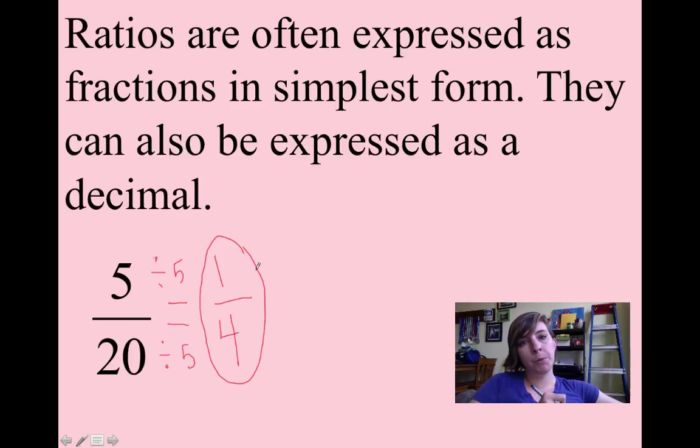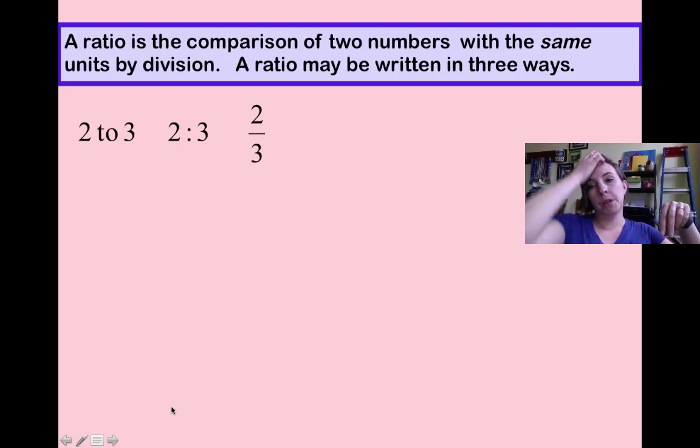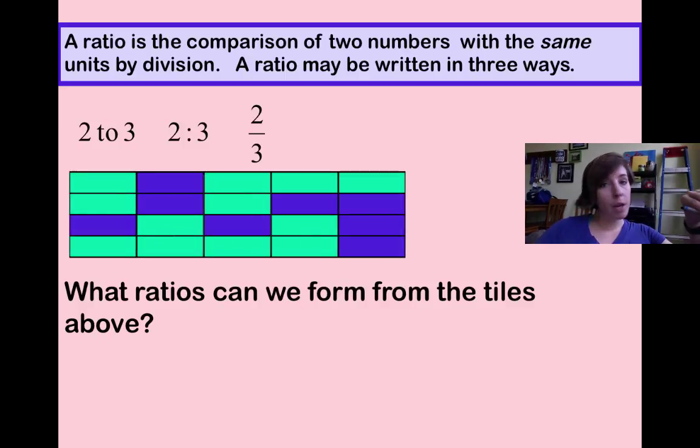When you are doing ratios and proportions on the MAP test, you should be able to use a calculator for every single question. A really simple way to go from a fraction to a decimal is to type in the numerator 1, the divide sign, divided by 4. 1/4 is equal to 0.25. And a ratio is a comparison of two numbers with the same units by division. A ratio may be written three ways. That's just a review. We're talking about basic ratios here.